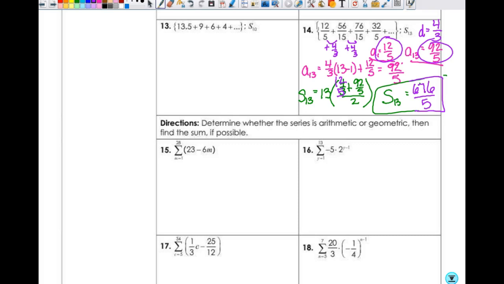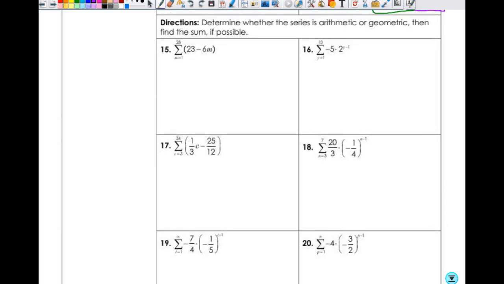All right, let's look at 15. It says, determine whether the series is arithmetic or geometric, then find the sum. It's way easier when you are given this. It says arithmetic or geometric. This does not have an exponent. So what is it? Arithmetic. This does, because it looks like this. So what is this? Geometric. Make sense? Easy enough? Okay. So we're going to do number 15 on this, and then we'll skip 16, and we'll do another one.